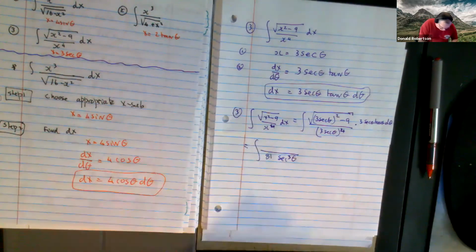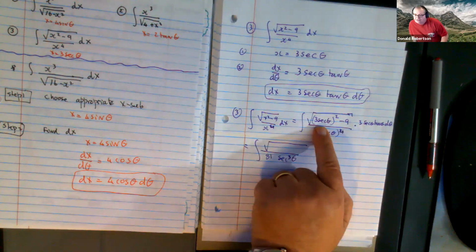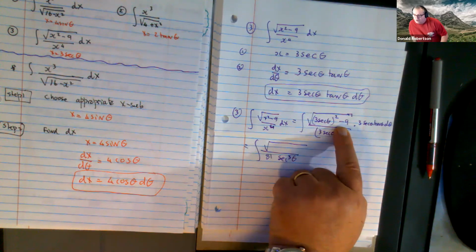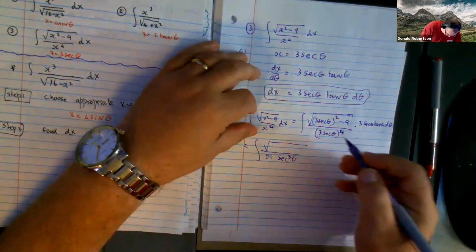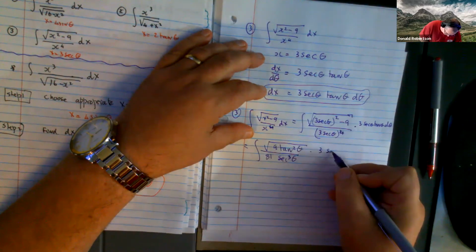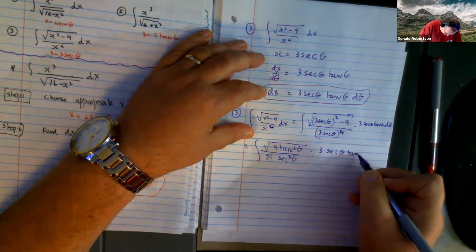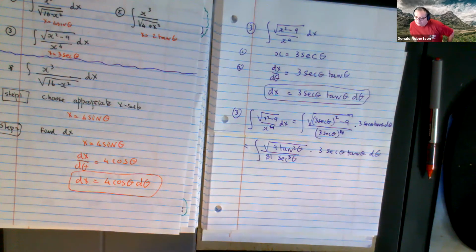Right. What will happen to 3 secant squared theta minus 9? Won't that become 9 secant squared minus 9? What trig identity is secant squared minus 1? Secant squared minus 1, tan squared. So will you agree that that becomes 9 tan squared times 3 secant theta tan theta d theta? Are we comfortable so far?